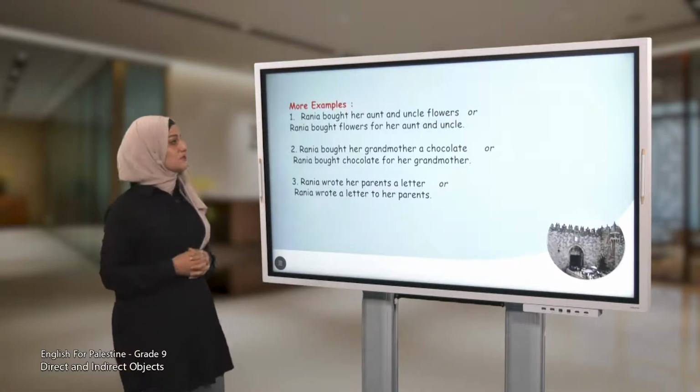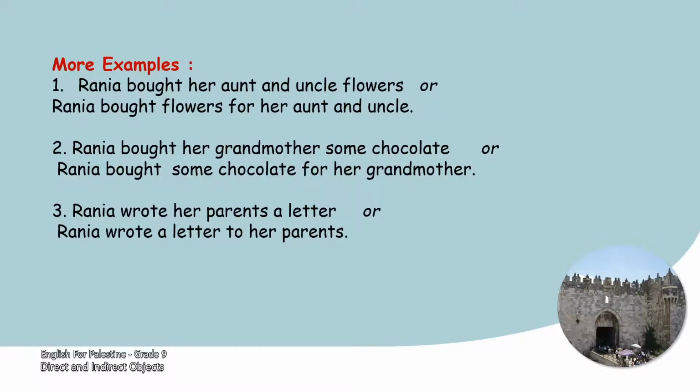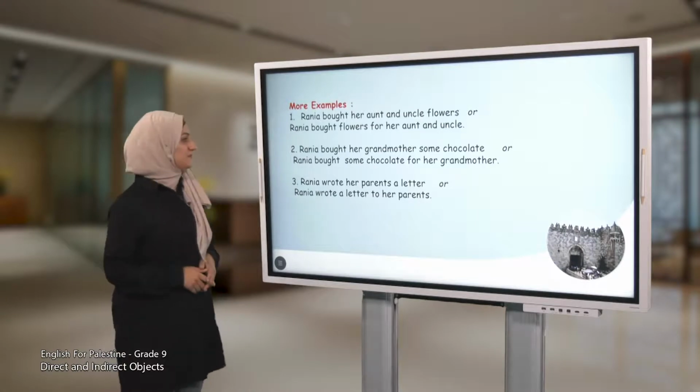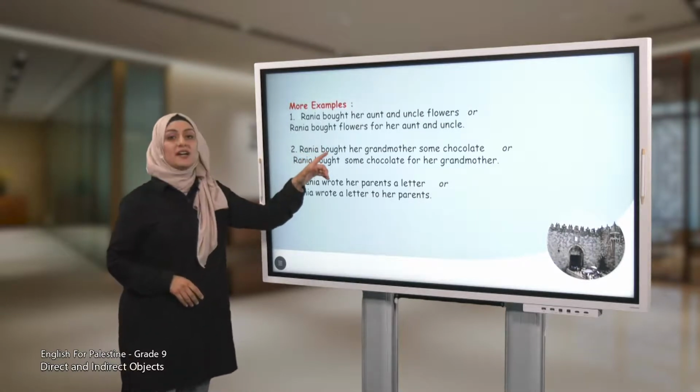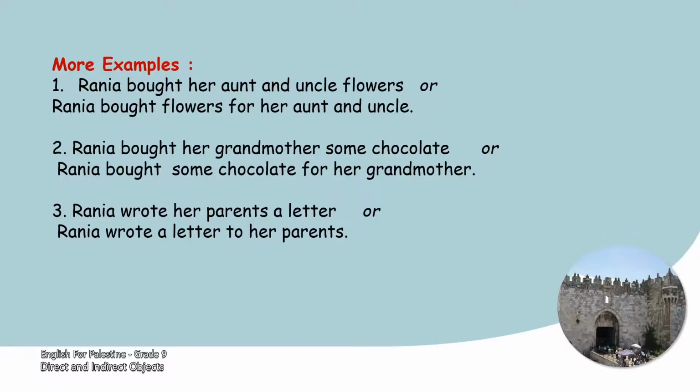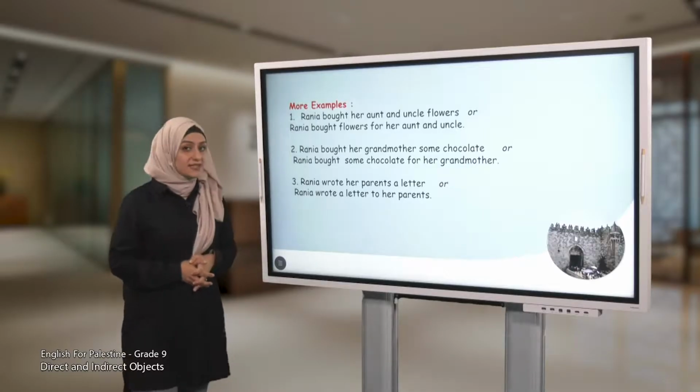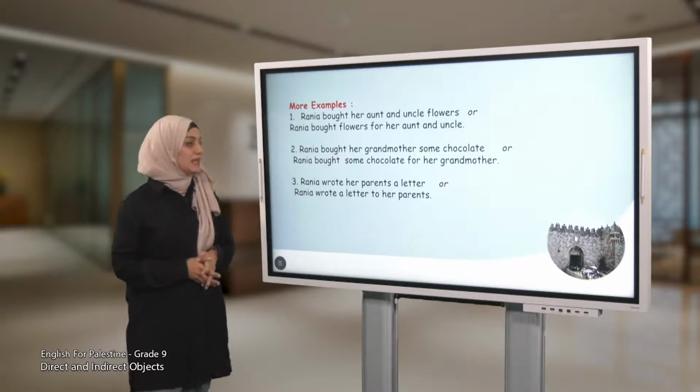Let's look at more examples. Rania bought her aunt and uncle flowers. Or we can say, Rania bought flowers for her aunt and uncle. Let's look at the second example. Rania bought her grandmother some chocolate. Or we can also say, Rania bought some chocolate for her grandmother. And the third example, Rania wrote her parents a letter. Or we can also say, Rania wrote a letter to her parents. Both sentences are correct and they both have the same meaning.